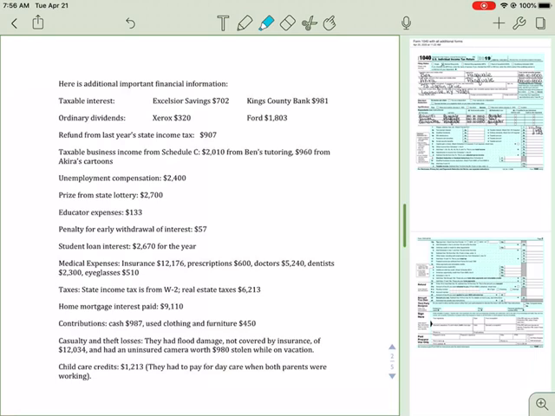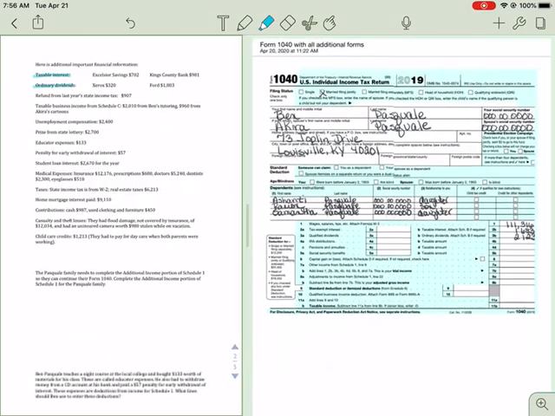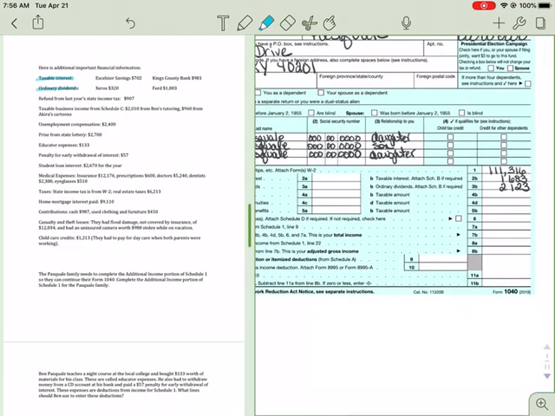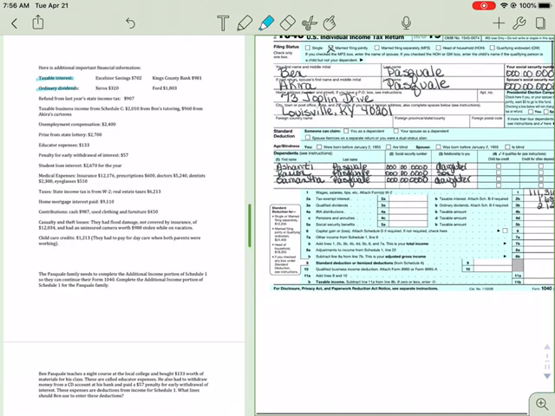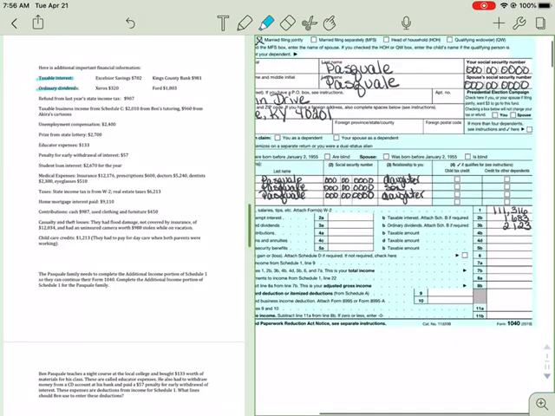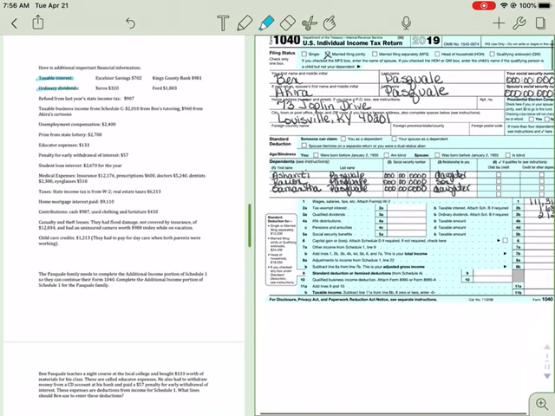So we should be able to do the taxable interest and ordinary dividends already. Okay, so here we put in their W-2, taxable interest and ordinary dividends. So please pause the video and fill out the form up to 3B. Okay, so now we're going to be adding in several other things to their form.